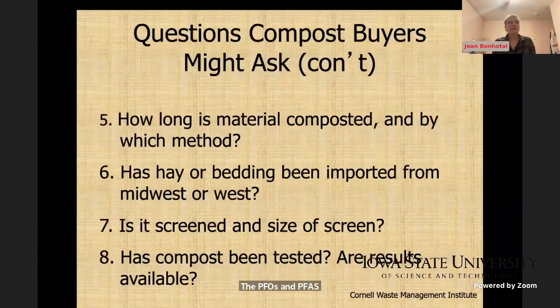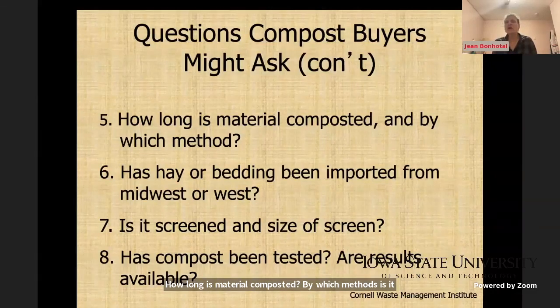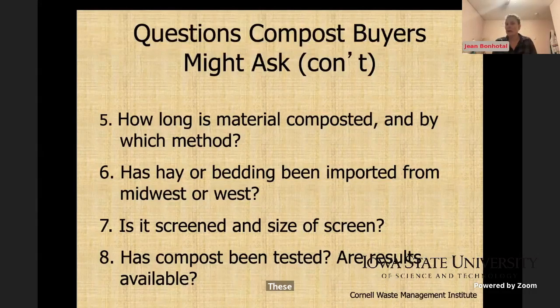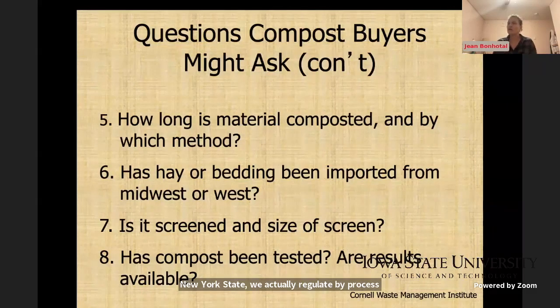How long is material composted? By which methods? Is it passive? Is it active? Is it turned? These all tell us a little bit about all of this. In New York State, we actually regulate by process. So we need to know that we've reached time and temperature in those composts so that we have no weed seeds and that we don't have pathogens that are going to negatively affect us, make us sick.